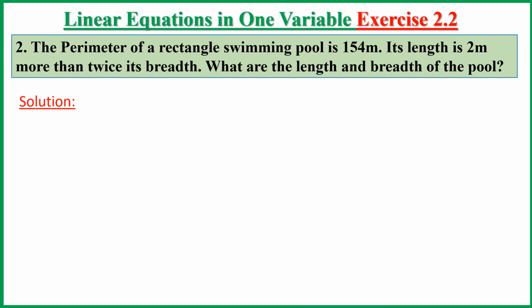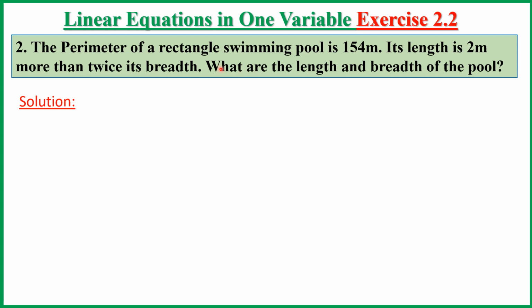Our next question, question number 2. The perimeter of a rectangular swimming pool is 154 meter. Its length is 2 meter more than twice its breadth. What are the length and the breadth of the pool? Okay. Here they have given the perimeter of the rectangle. We know the value of the perimeter of the rectangle: this is 154 meter. And its length is 2 meter more than twice its breadth.